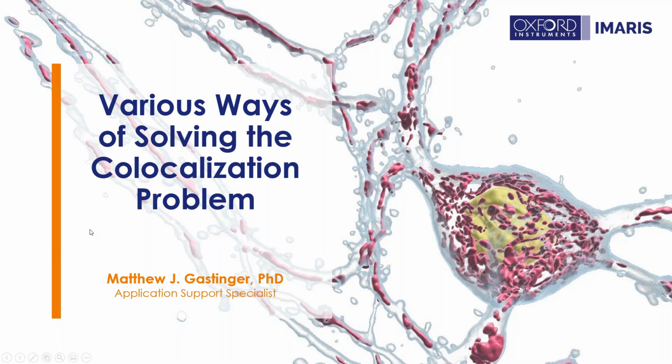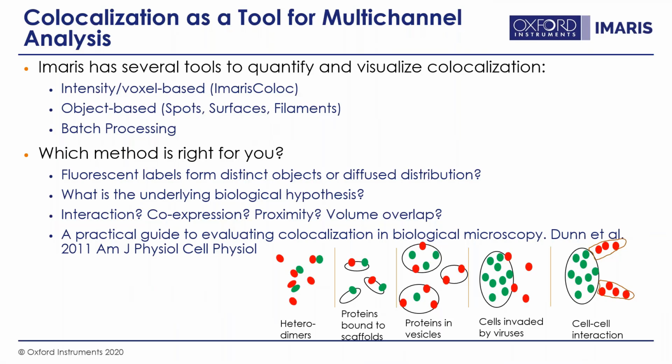So MRs has many tools at our disposal to quantify and visualize the co-localization of 2 different markers, whether they are object-based, looking at the position of one object relative to another object, whether they be spots or surfaces that we've learned about in previous parts of the webinars in this series, how you make these spots and look at the interactions between them. So we're going to focus on how you get those numbers and how we can analyze those different objects.